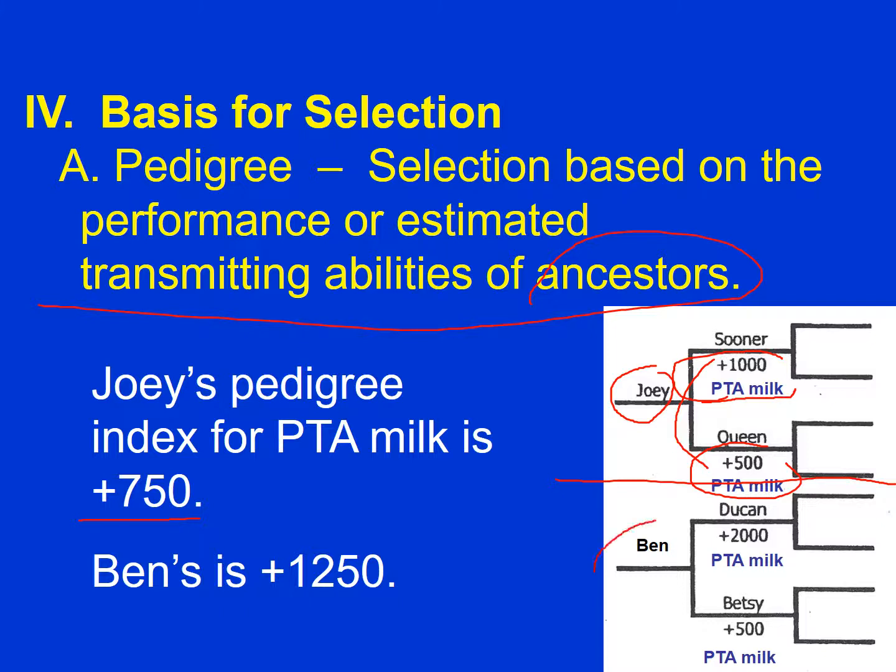Now Ben is another bull calf. His sire is better, plus 2,000 pounds of milk. Dam, same as the other one, plus 500. But we take the average of those two values, the average of the parents' genetics. So his index is plus 1250. So if we need to select a bull calf, obviously we're going to select Ben based upon his higher pedigree index.